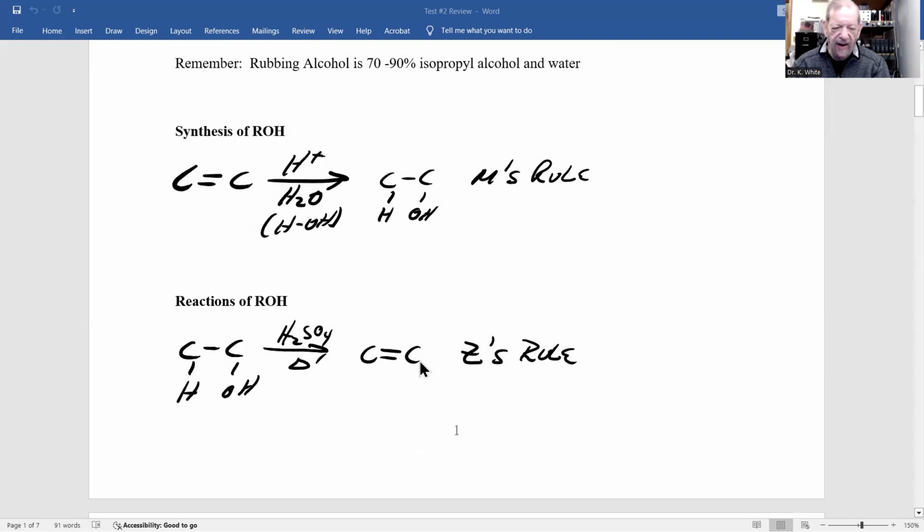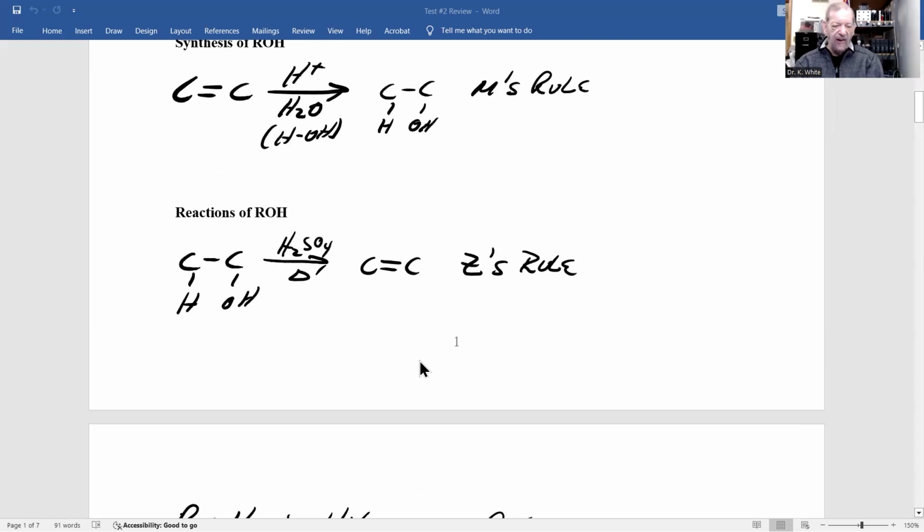All right, now reactions of alcohols. If you take an alcohol that has an adjacent carbon with a hydrogen, adjacent meaning connected to the carbon with the OH group, and heat, that's what this little triangle means, and sulfuric acid, H2SO4, you lose the water and form a double bond. And this follows Zaitsev's rule.